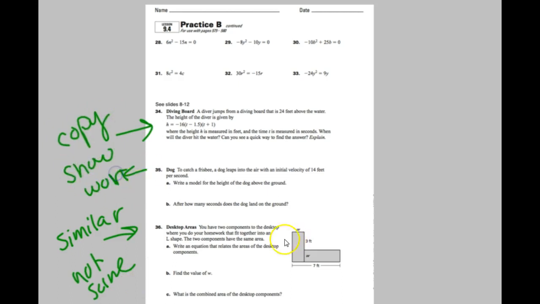Alright? One thing I would suggest using from your notes was your vertical motion model. It's not given to you on this equation, but it is right here. H equals negative 16t squared plus vt plus s. You need to plug in v, s, and h.